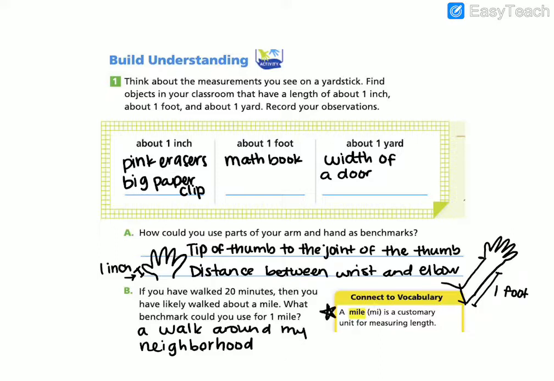All right, and we notice our vocabulary here. A mile is a customary unit for measuring length. Okay, you probably heard this when you're driving places. This place is this many miles away. All right.